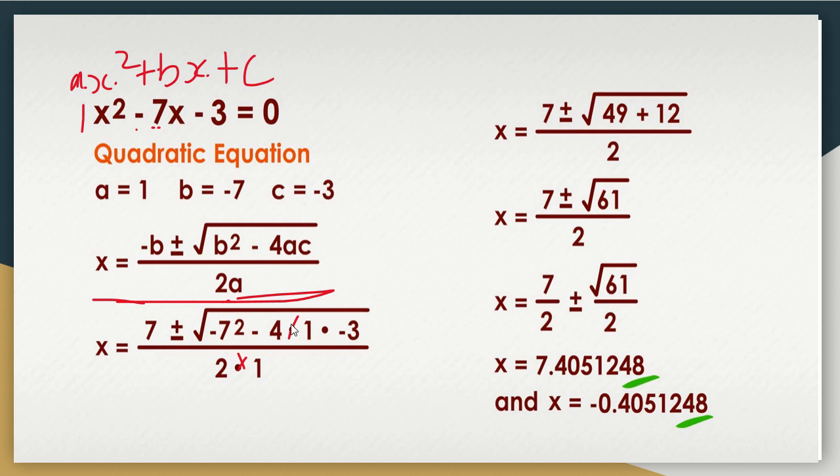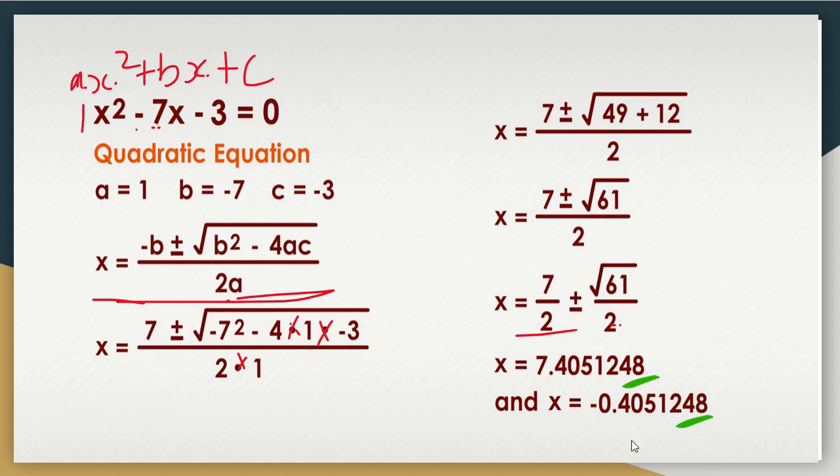Okay. So what is the answer? If I simplify this, 7 plus or minus root of 7 squared, how much? 49 plus 4 into 1 into 3 is 12, by 2. So root 61 by 2. So what I'm doing over here, 7 by 2 plus or minus root 61 by 2. If I'm taking the approximate value of this, one I'll write with a plus term, another one I'll write it as a minus term.